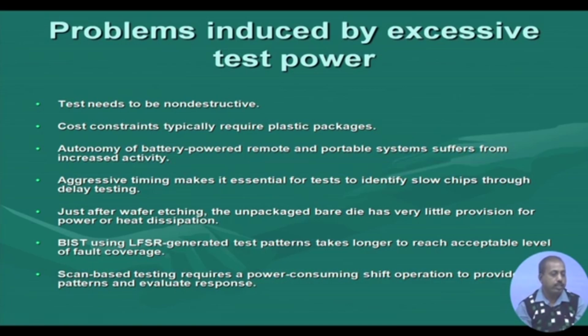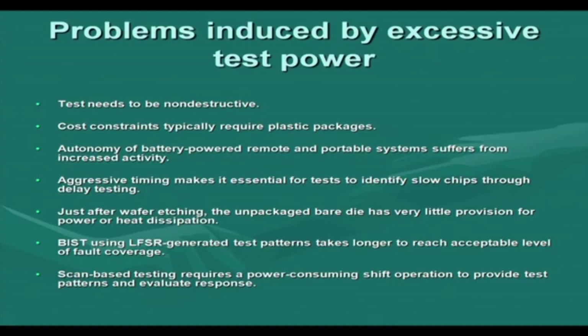Then cost constraints typically require plastic packages. So, we have seen that as an ad hoc solution, we said that we can have some better packaging. If it is a metal casing, then maybe the heat will be dissipated fast, and as a result the leakage power increase will not be that high. But due to cost constraints, we have to go for plastic packaging, and when we do that, taking the heat out of the system easily is a problem.